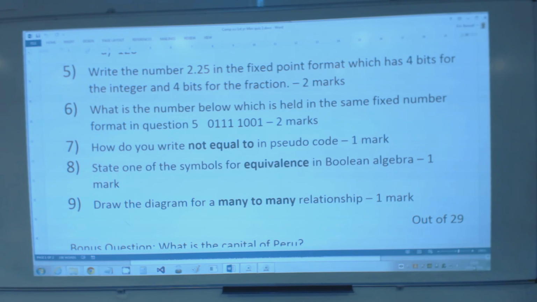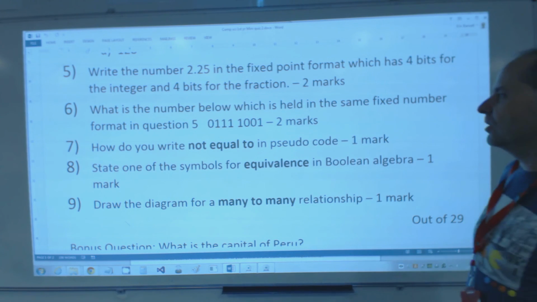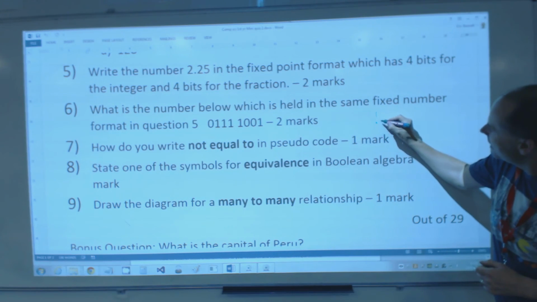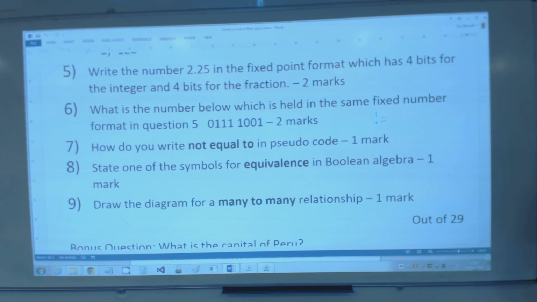Right, okay, the next question. Not equal to in pseudocode, according to what you need to learn, is that. Doesn't matter which way you put it around. Yeah, if you put that, with a question mark. Oh, Lauren. Won't do it again.